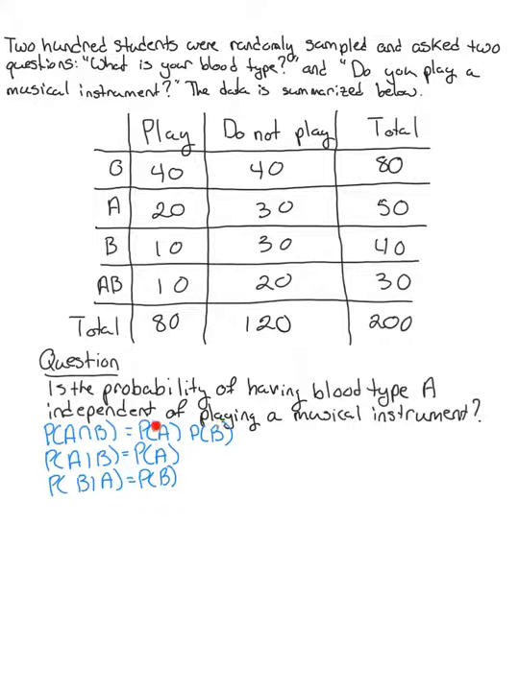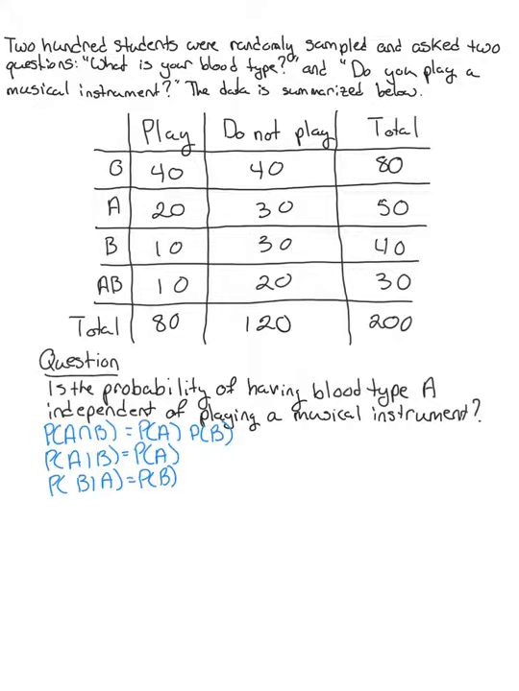But there's also this other one here, using the idea of the multiplication rule. That's saying the probability of A and B, so the probability of the student having blood type A and the student playing an instrument, is equal to the probability of them having blood type A times the probability of them being able to play an instrument. So those are the three different ways that you can think of independence in a formulaic kind of way.